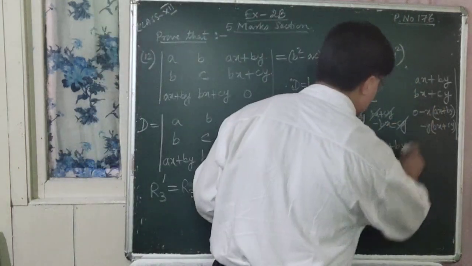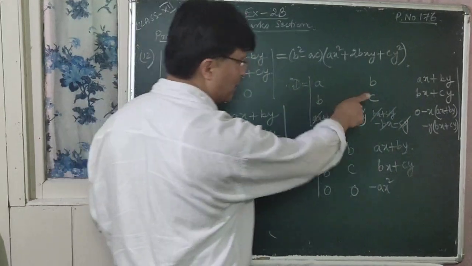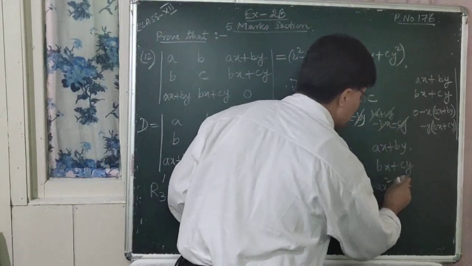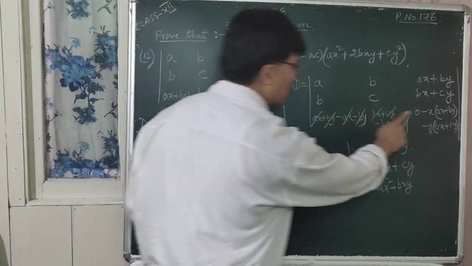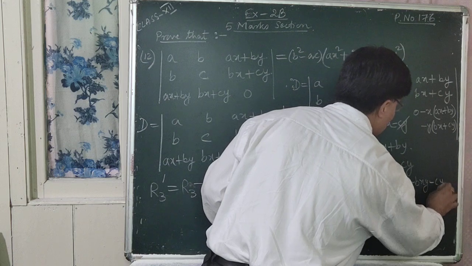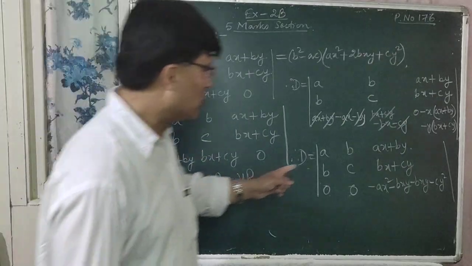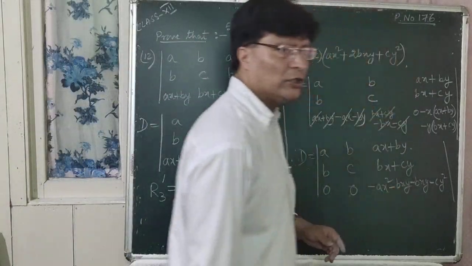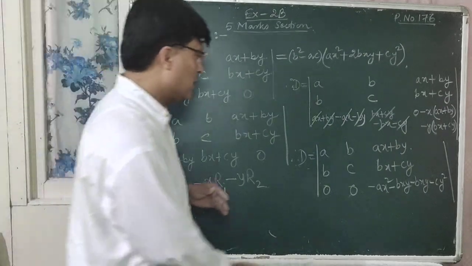So minus AX square, right? So multiply by minus x there. Minus into plus, minus BXY. Again, minus y into BX, minus BXY, minus CY square. So this is the new third element of the new third row. Only third row was changing, isn't it?